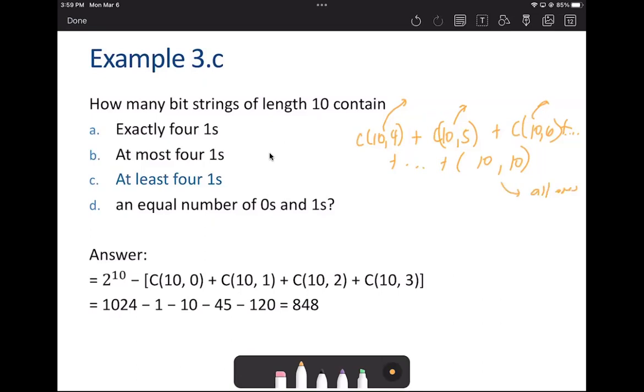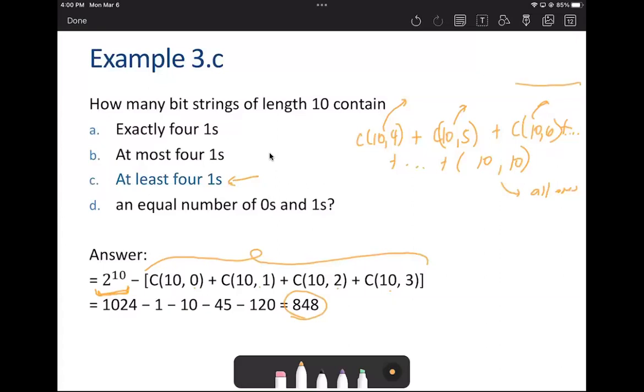So what we can do is use the principle of complement instead. So these are all the possible bit strings of length 10 minus the complement. So we just compute the bit strings of length 10 that have 0 ones, 1 one, 2 ones, and 3 ones, right? And then subtract that from the total number of possible bit strings of length 10, and that will be the bit strings of length 10 containing at least 4 ones.